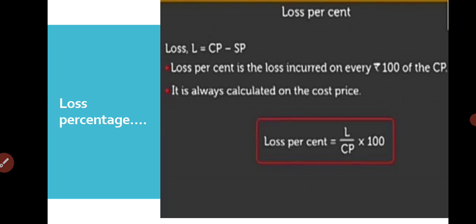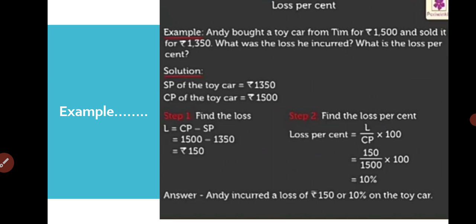And similarly, as we did in profit, we are going to do the same with the loss. We are going to calculate it on the cost price. That means we are going to compare it with the cost price. Therefore, we have the formula: loss percent is equal to loss upon CP into 100. It's very easy. First, we need to calculate the profit or loss, then we compare it with the cost price, and then we multiply by 100.